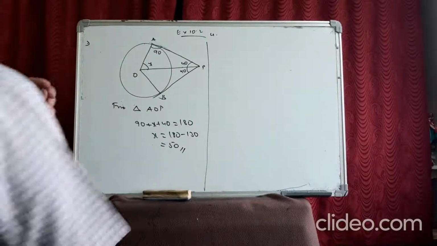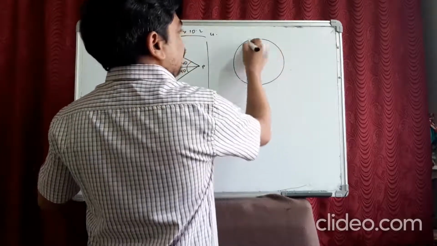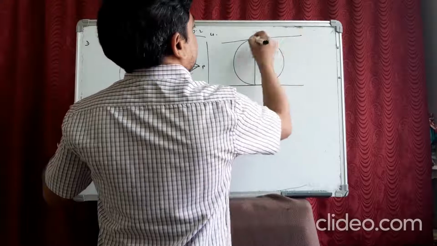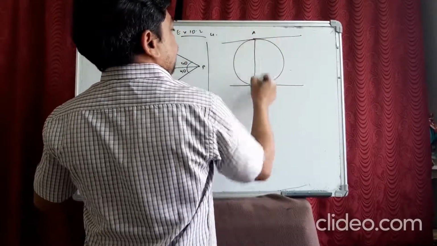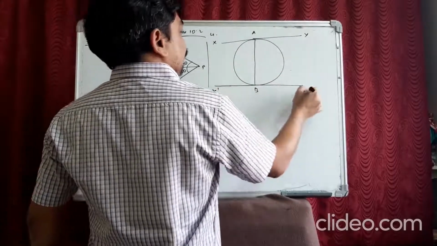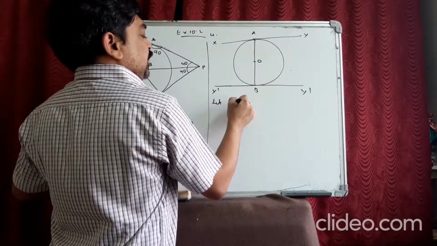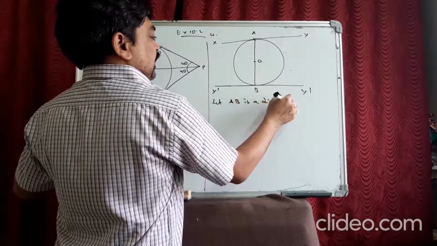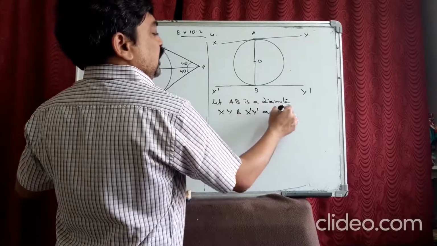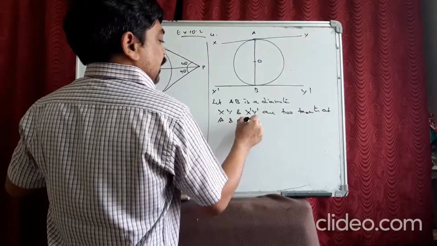See the fourth one, we are asked to prove that tangents drawn at the ends of a diameter are parallel. So let us take the tangents at the ends of the diameter. Let us take AB as a diameter, and XY and X dash Y dash are the tangents. This is the center O. Let AB be the diameter, XY and X dash Y dash are two tangents at A and B respectively.